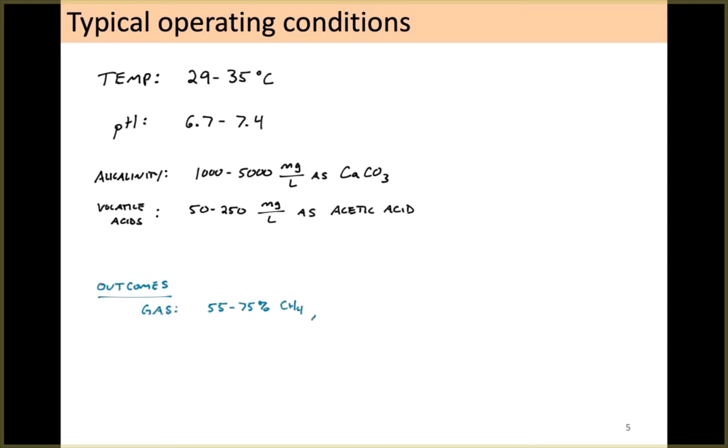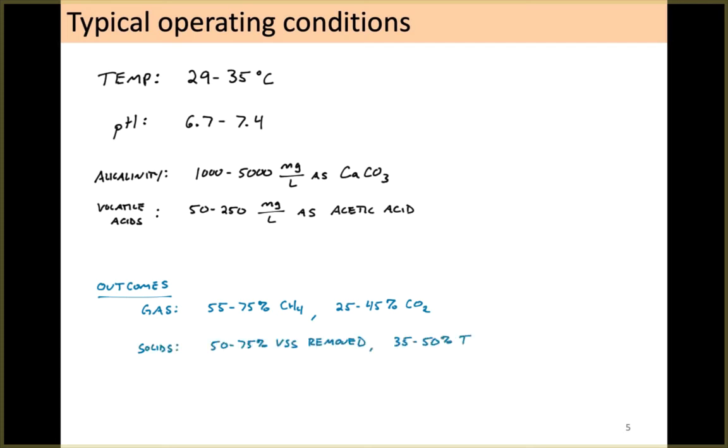So under those typical operating conditions, what we're going to generate is largely gases that come off of this. Methane representing anywhere from 55 to 75% of the gas, and carbon dioxide anywhere from 25 to 45%, the balance being a remainder of much more minor gases, hydrogen gas, nitrogen gas, for example.